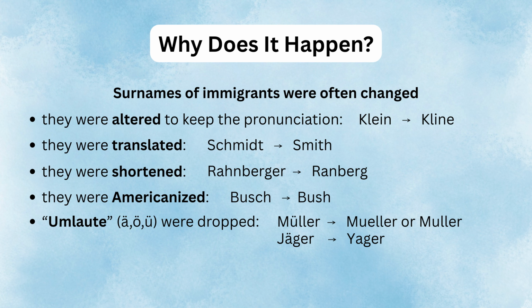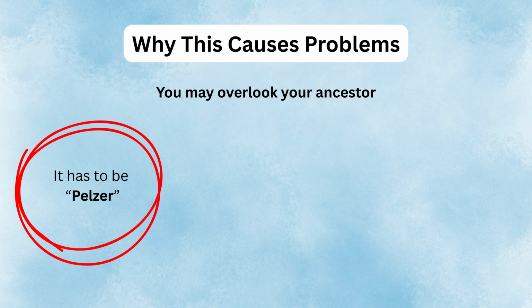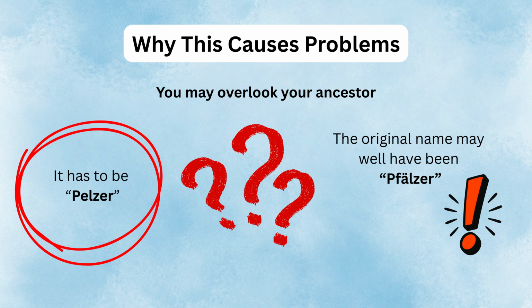Sometimes officials changed the names and wrote them as they heard them. And sometimes the immigrants themselves changed them, because nobody could spell the original name anyway. Be aware that in many German regions, names were not standardized until the late 19th century. Why this causes problems? If you search only for one exact spelling, well, the version you know, you may completely overlook your immigrant ancestor, because their original name may have been spelled differently.